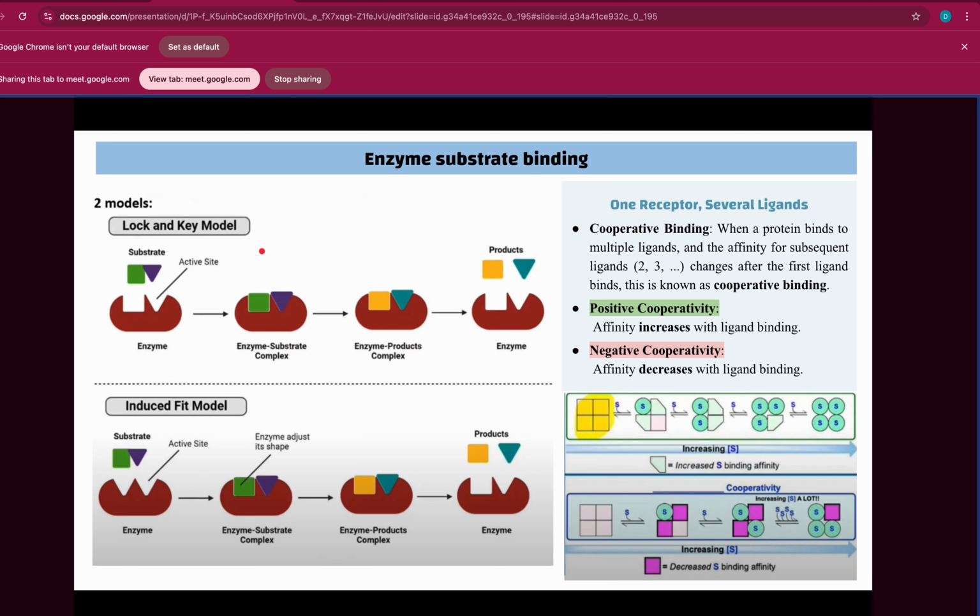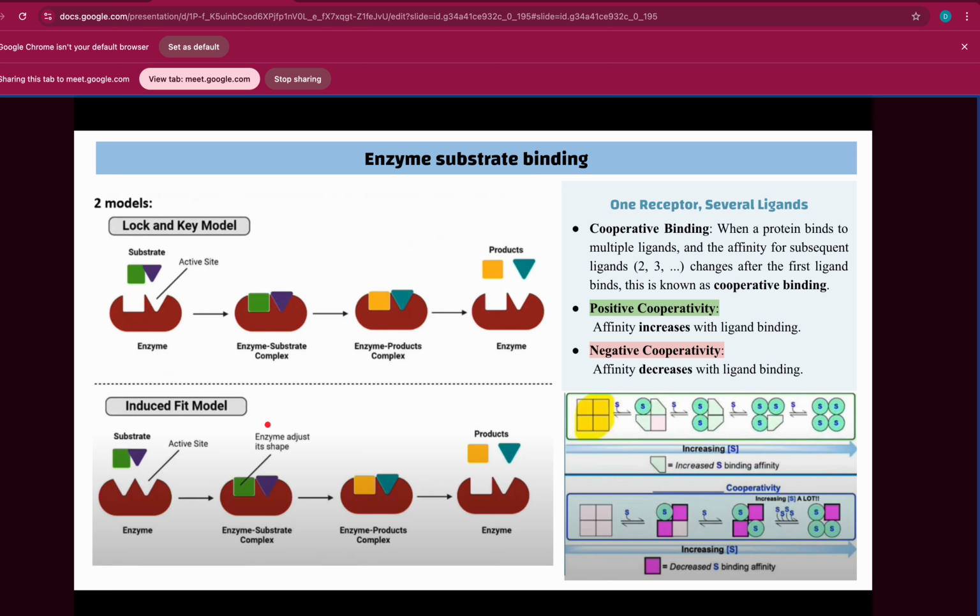In the lock and key model, it assumes that my substrate is rigid, it is not allowed to move, and similarly my enzyme, which is my protein, is also rigid. So this shows that there is rigid body docking between enzyme and substrate, so nothing will be allowed to move. That means all the conformations are fixed, there will be no change while binding or anything.